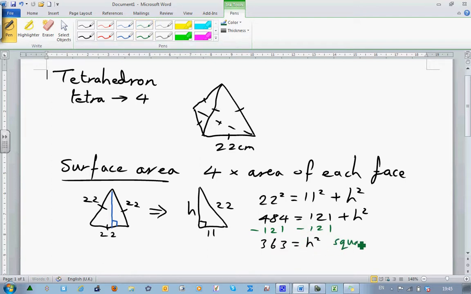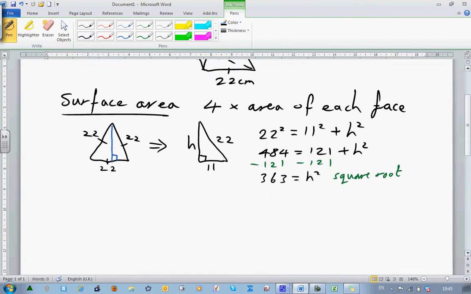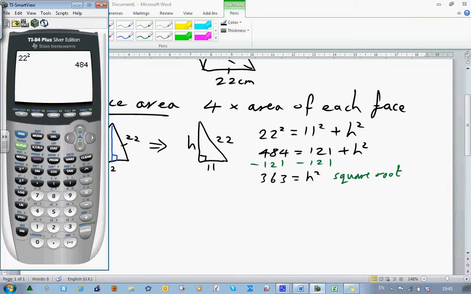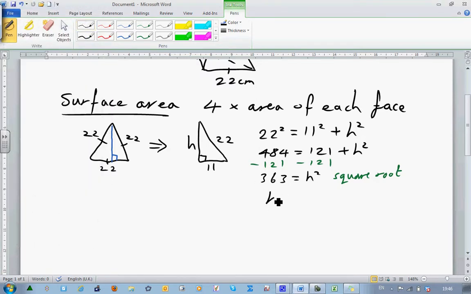That will give us, no idea. Let's have a look. We've got the square root of 363, which is 19.1 approximately. So let's go with the height is approximately 19.1 centimeters. I think that will be accurate.